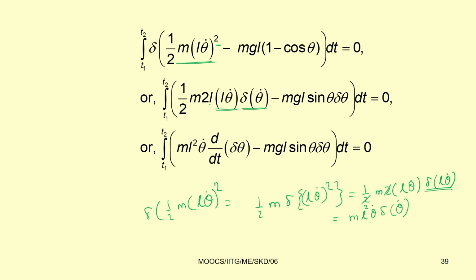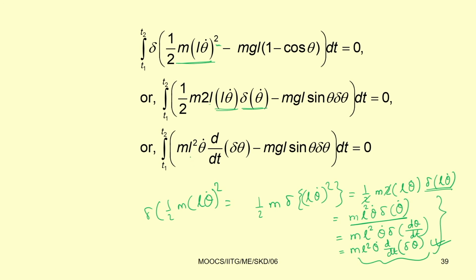Here is the trick you have to play. By expanding this, you can write m L squared theta dot, and del theta dot you have to write this way: theta dot is nothing but d theta by dt. So, you can exchange these operations and write this equal to m L squared theta dot into d by dt of del theta. This is the trick you have to play so that you can derive this equation easily.